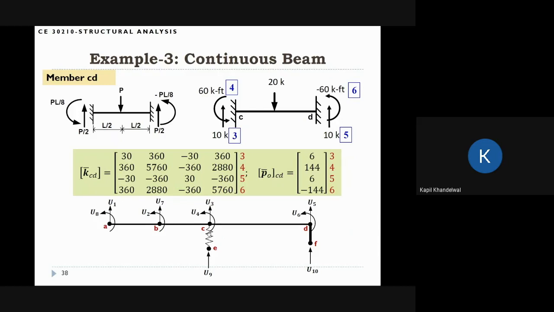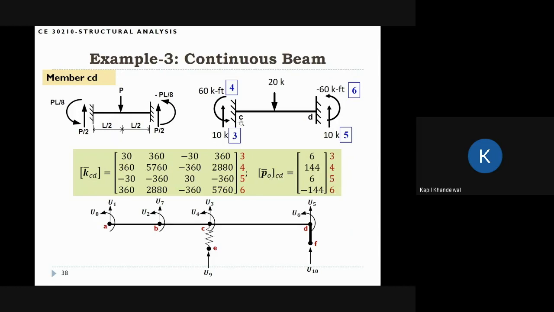The ordering should be as follows. So this is the C and this is the D. So this is the I node, this is the J node. So again, remember for the beam, the left node is always I, the right node is always J. And the ordering should be VI is U3, theta I is U4, so 3 and 4. And then VJ is U5, and theta J is U6. So 3, 4, 5, 6 is the ordering for this case. And this is the same ordering for the PO vector, 3, 4, 5, 6. We have to just put the right numbers here.